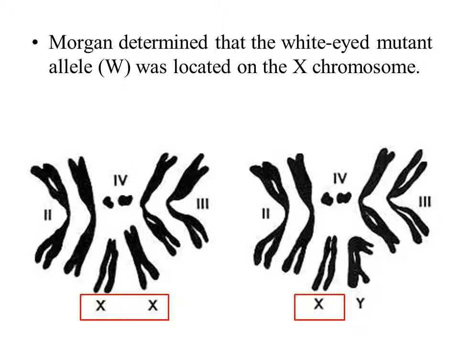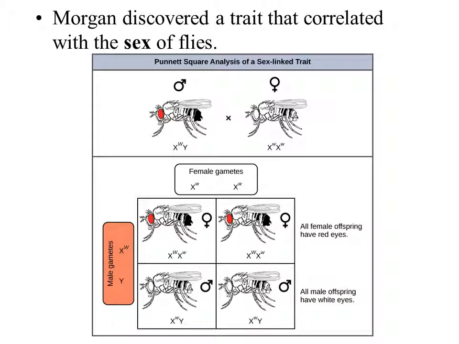Morgan determined that the white-eyed mutant allele was located on the X chromosome. Notice in my image below, I have a male versus female. Notice the male only has 1 X, whereas the female has 2 X's. Morgan discovered a trait that correlated with the sex of flies.